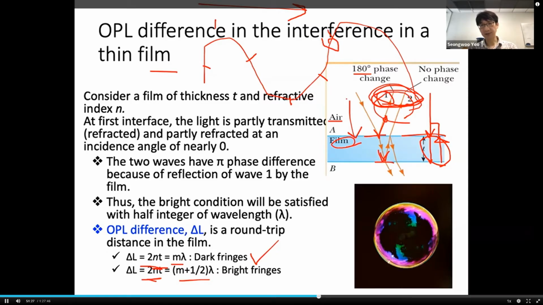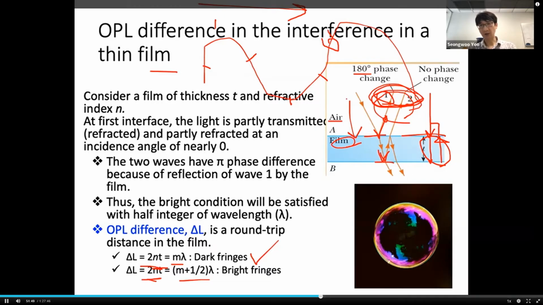If B is a medium optically denser than medium A, then there will be a phase change. Yes, if light is reflected by a denser medium, then it will always accompany a phase change of pi. Let me go to the next question.